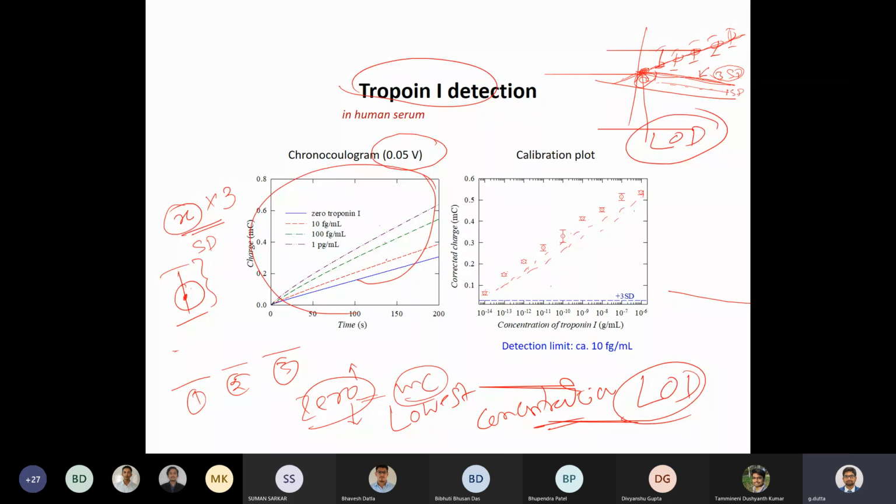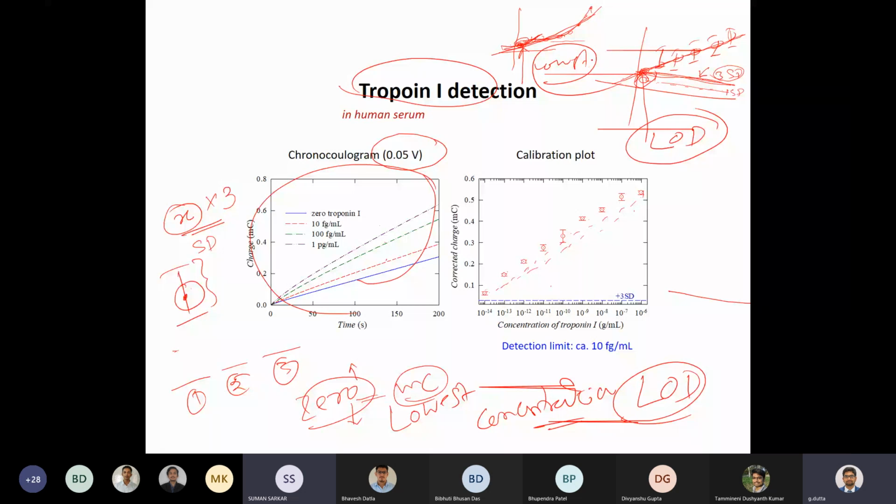So you can draw a line. Last class you asked me a question: maybe they are not a straight line, maybe something like this. So what will you do? You can use the first few points, and if they behave as a straight line, you can draw a straight line. Otherwise, you can extrapolate the line, and it will meet your 3 times standard deviation line at a certain point. This will be the lowest concentration you can detect with your biosensor.